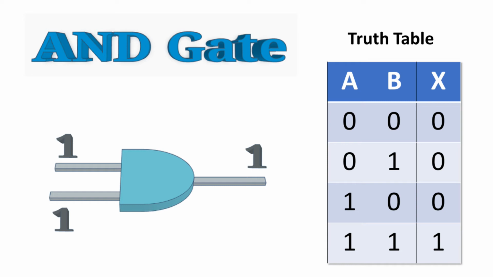This diagram shows the two input AND gate, which is very common, but it's also possible to get AND gates with multiple inputs. In that case, the output is only ever 1 if all the inputs are at 1. So for example, with a 4 input AND gate, it will only have a 1 output if A is 1 and B is 1, C is 1 and D is at 1.